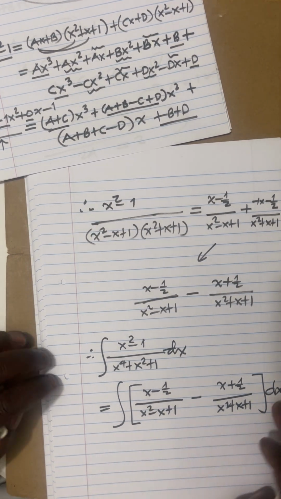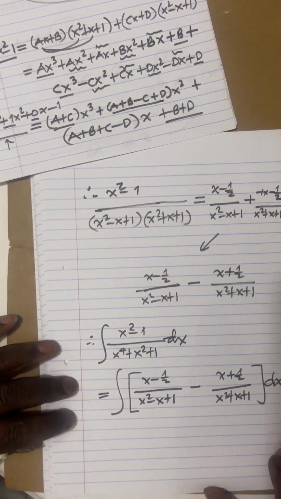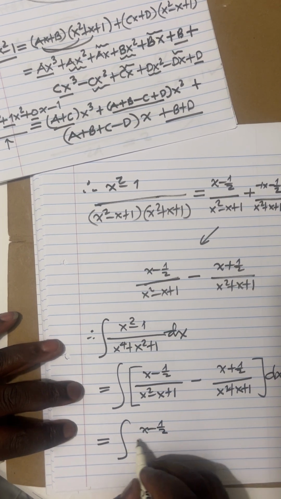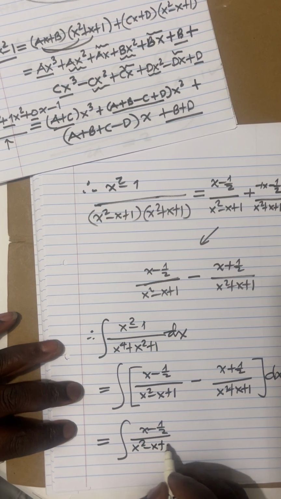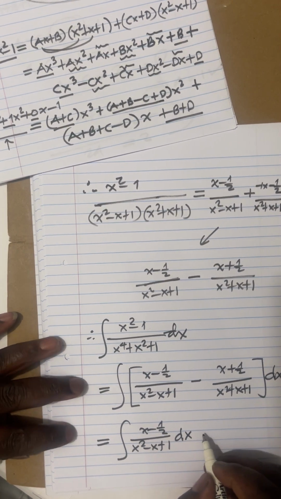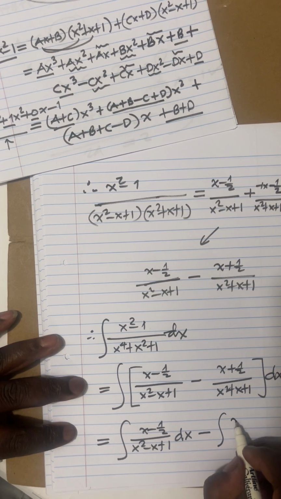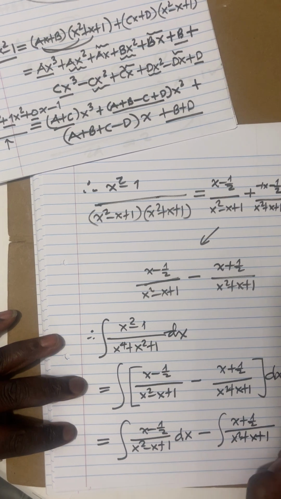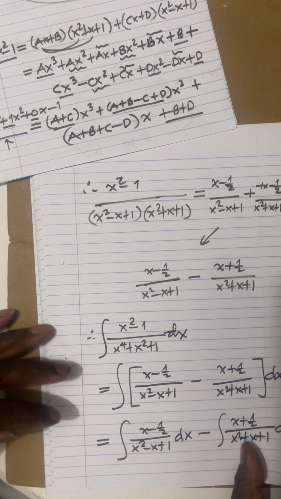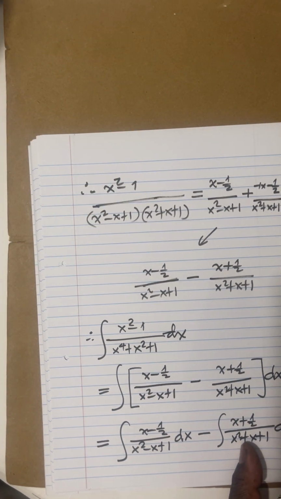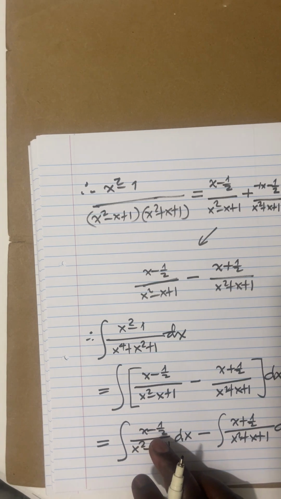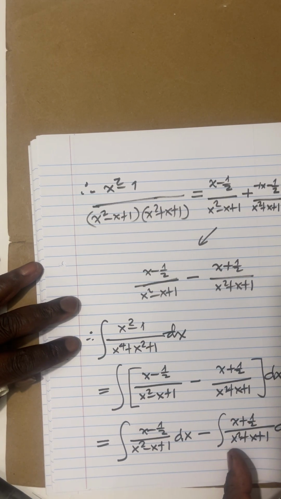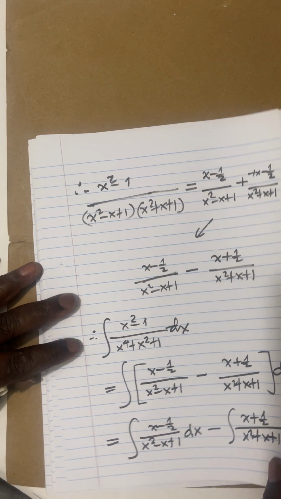Distribute the integral and the dx over this one and that one there. You're going to get something like this. Integral of x minus half all over x squared minus x plus 1 dx, and then minus the integral of x plus half all over x squared plus x plus 1 dx. Now this is beautiful, because what I'm going to do now is multiply the numerator. That trick comes up again. I'm going to multiply the numerator by 2, divide by 2. And watch how beautifully this solution comes out.